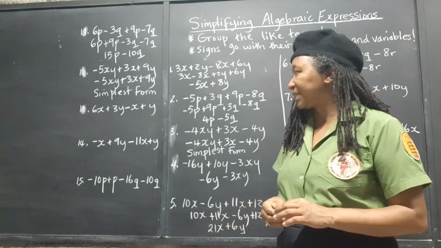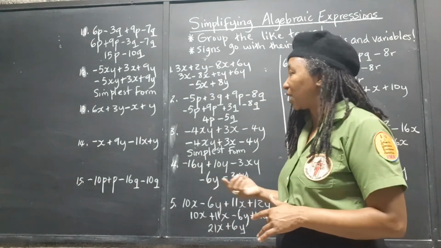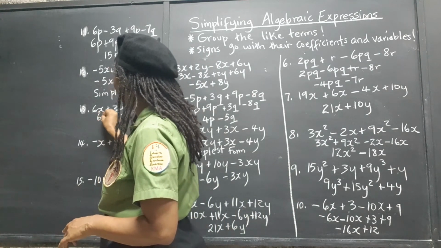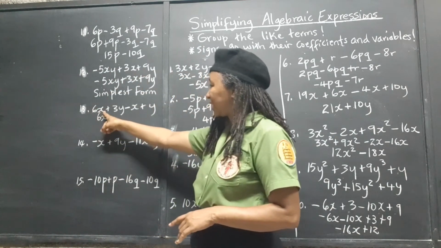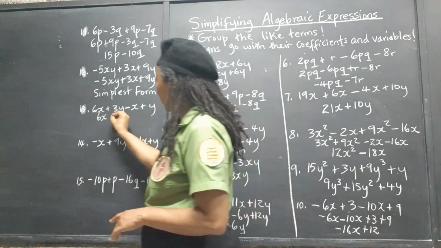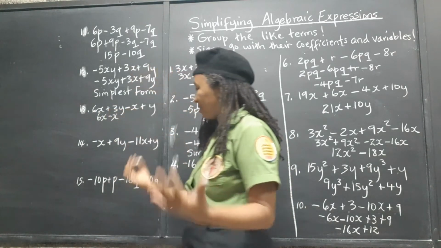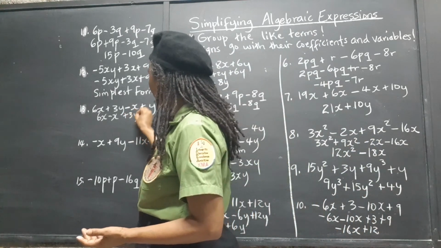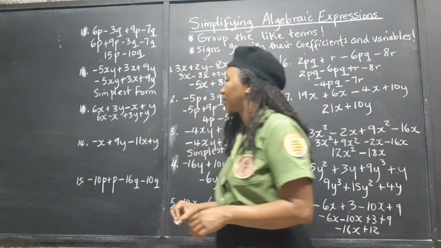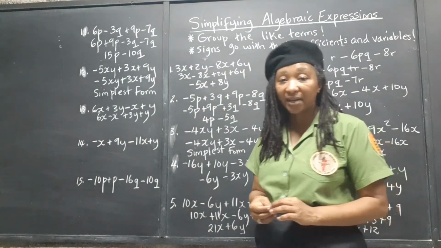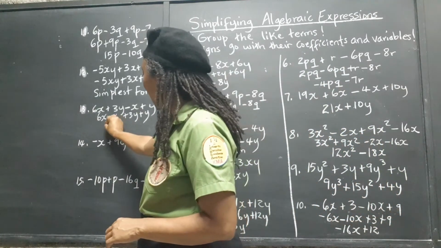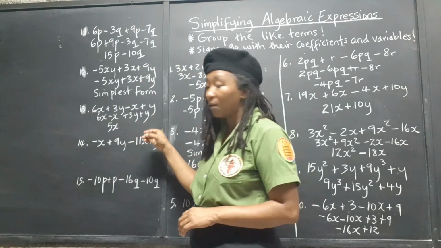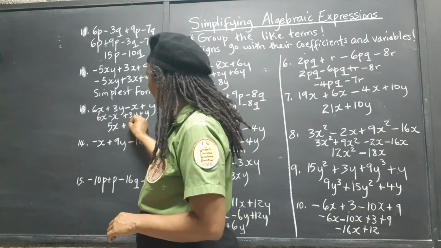Alright, for number 13, we can combine the x's, we can combine the y's. So let's put them closer together so we see what we're doing. We have a 6x and we have a negative x. So let's put those together. We have a positive 3y and we have a positive 1y. So 6x minus x, that's going to give us 5x. 3y plus 1y will give us a positive 4y.